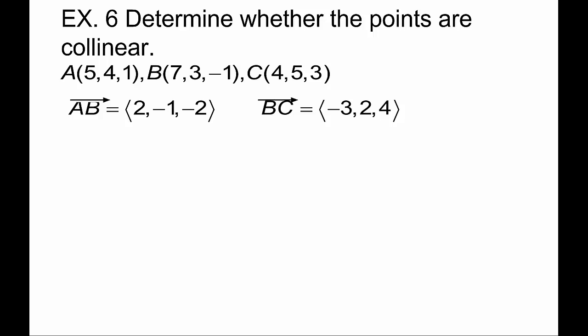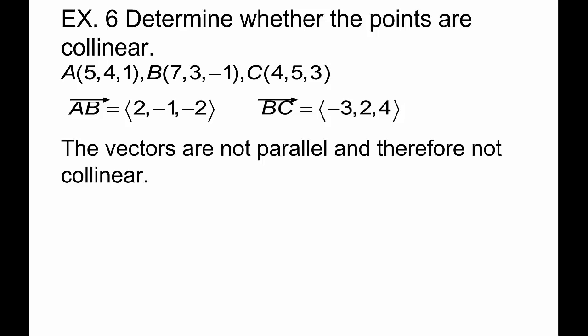I need to see that if I can divide the numbers out, that they will equal the same number. So if I do 2 divided by negative 3, I want to see, does that equal negative 1 divided by 2, and does that equal negative 2 divided by 4? Well, 2 of those will divide out and equal 1/2 or 0.5, but 1 does not. In order for these to be parallel, they would all have to divide and equal the same number. So since they do not, they are not parallel and not collinear.